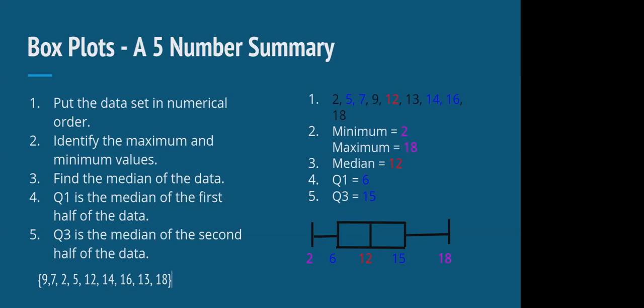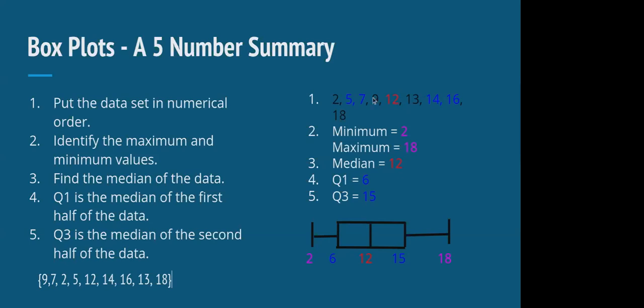Then we find the median of the data set. So again, there are 9 numbers in the data set. We come in 4 from the front, 4 from the back. 12 is the median of the data. So that 12 has now split the data into 2 parts. So that's the third number in our 5-number summary.